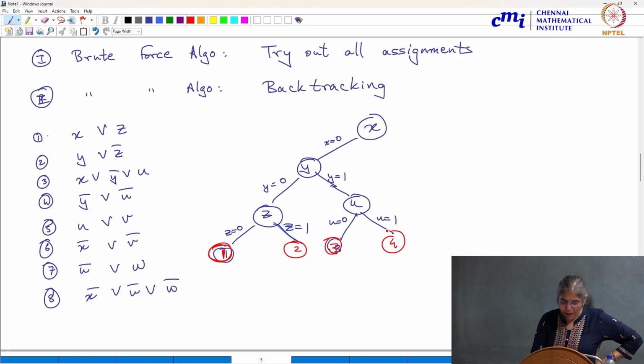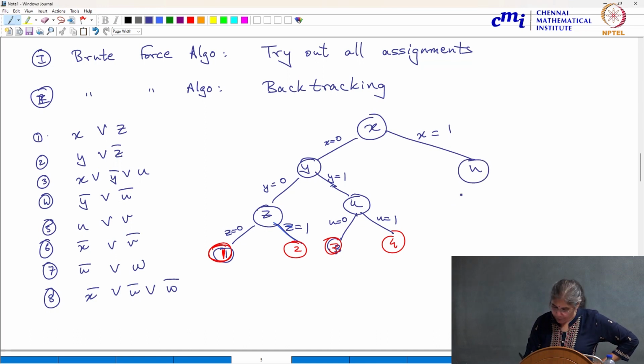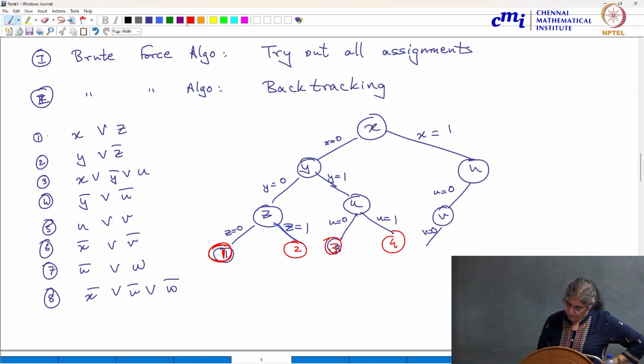Okay. So now you backtrack. What happens when you backtrack at this point? You have to go all the way here. This is the usual backtracking. Okay. So we try x equals 1 and then let's try out u here. U equals 0. Let's try v here. V equals 0. Something fails. 5. Okay, if I try v equals 1, 6.